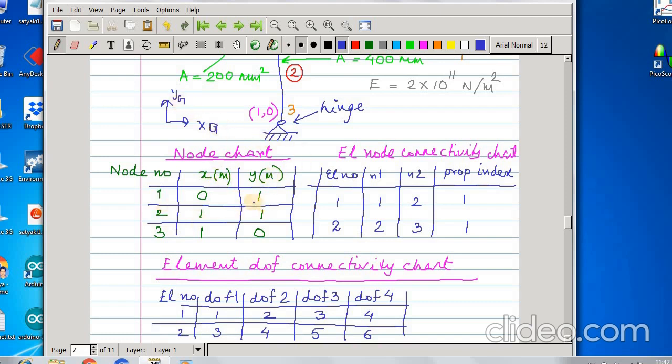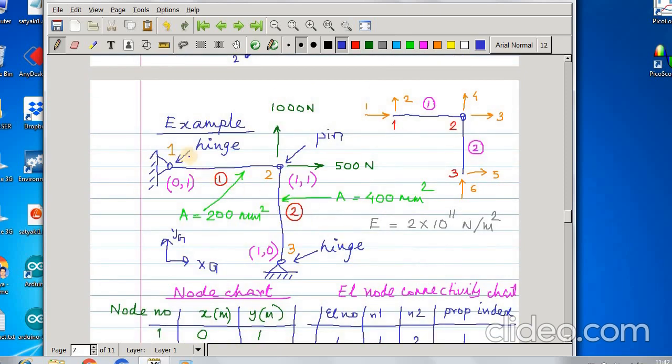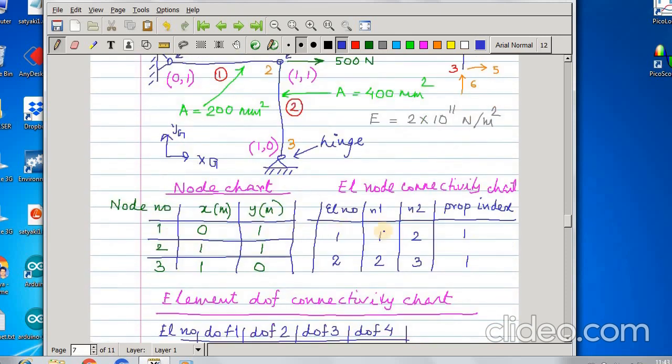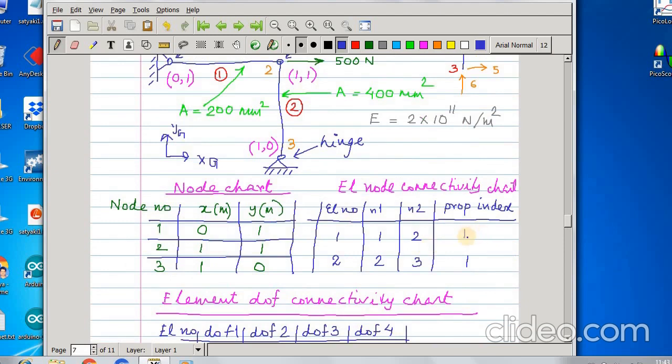So these are the coordinates of the nodes. This is the node coordinate chart, not node chart. I will make a correction and give you the PDF file. This is the element node connectivity chart. For element 1, what are the nodes connected? 1 and 2. For element 2, the nodes connected are 2 and 3. And this is the property index. The property for this may be different from this one, because the cross sectional areas are different, so let us put 1 and 2.